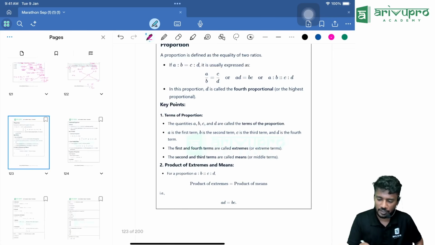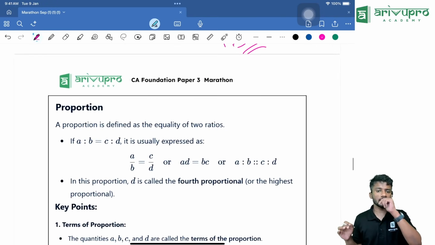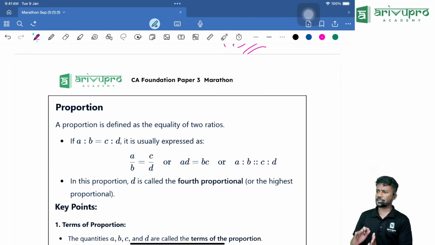Even in chapter 7 it comes, right? Logarithm is there, logarithmic differentiation is there. Chapter 8 we will be discussing tomorrow. That is differentiation, integration and all. Chapter 8, then chapter 9, then one more chapter is there, right? One important chapter which is not that important.